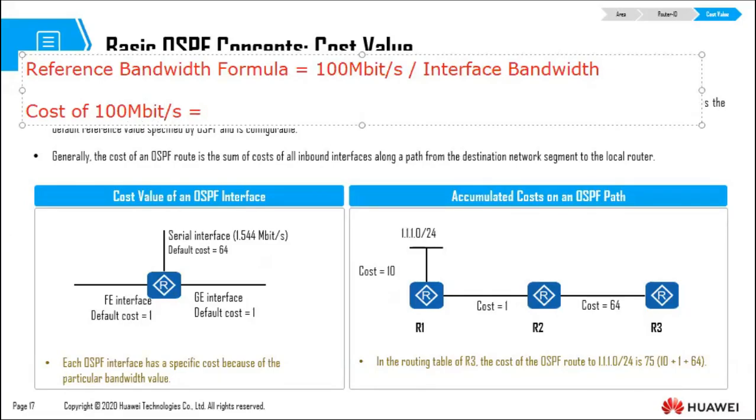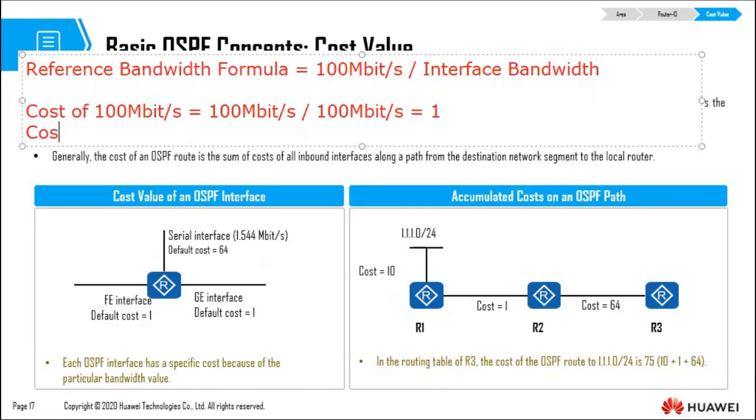If an interface can transmit at 100 megabits per second, what would be the cost using that formula? 1 Mbps. Exactly. So it's going to be 100 megabits per second divided by 100 megabits. So that's the interface bandwidth, which is going to give us a cost of what?